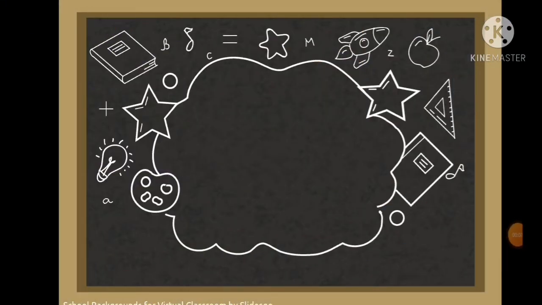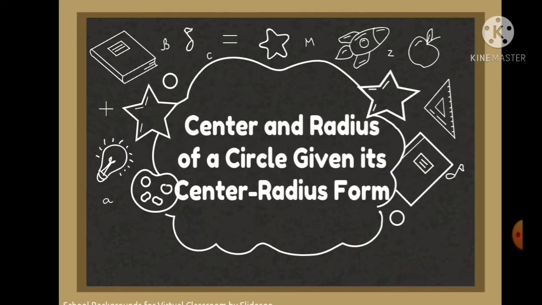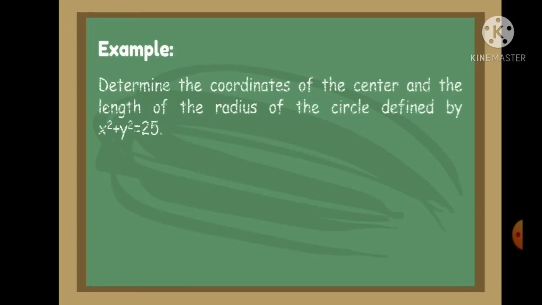Let us now determine the coordinates of the center and the length of the radius of the circle given its center-radius form. For example, we have the circle defined by the equation x squared plus y squared equals 25.